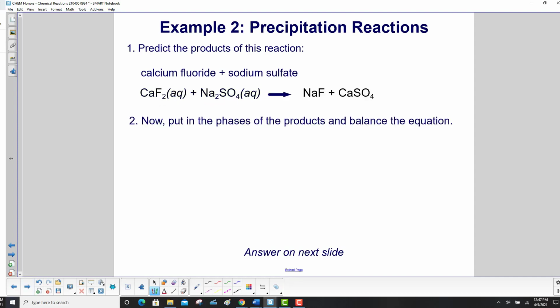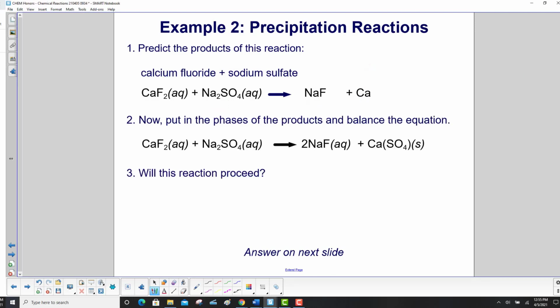Well, we're swapping anions and cations. So now calcium is going to go with sulfate right there, and fluorine will go with sodium. And we have to make sure the valence numbers line up so we get the right compounds written there. Next, put in the phases of the products and balance the equation. We were given this, both of these are aqueous, and we know that sodium salts are soluble in water.